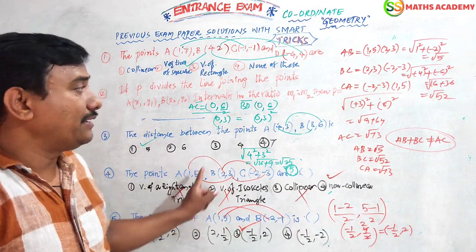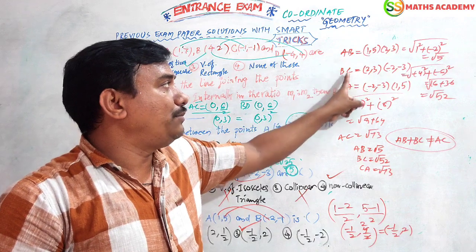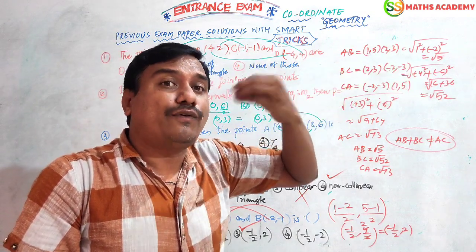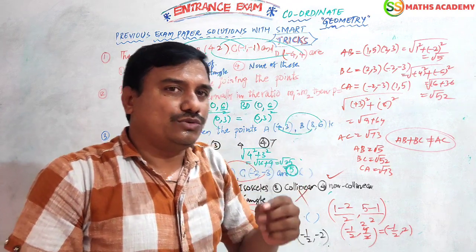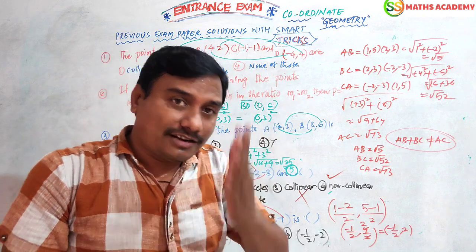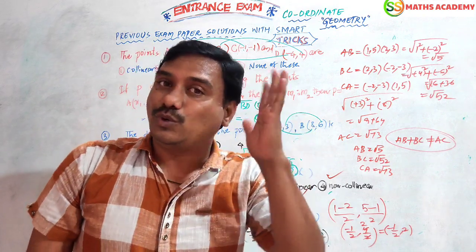This is collinear. Anything you can do: AB, BC, CA. Here I have done this answer, applying my concept fast. You can do it slowly also, using the square root of (x2 minus x1) whole square plus (y2 minus y1) whole square. Like that you can do and you will get the answer. Now let us see some more important questions.